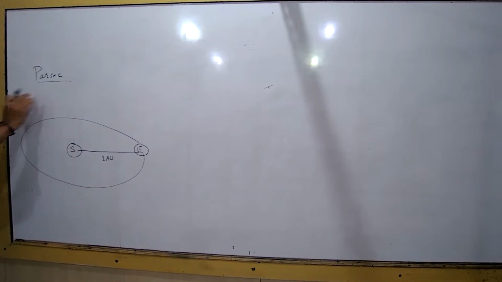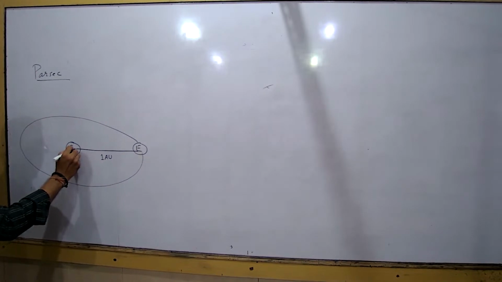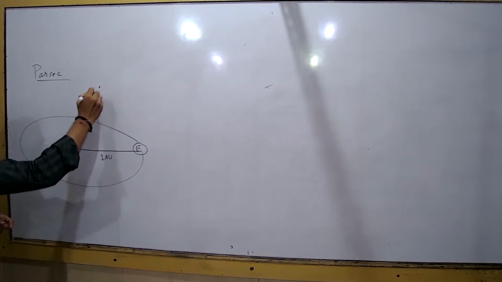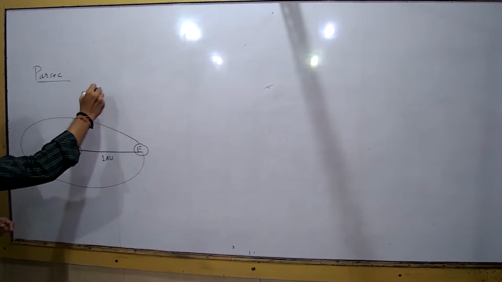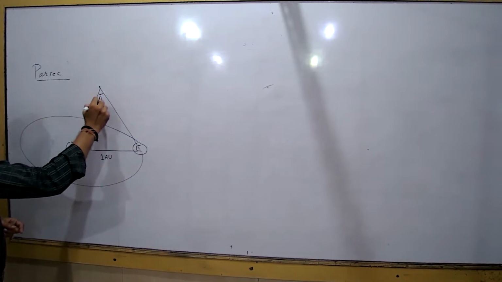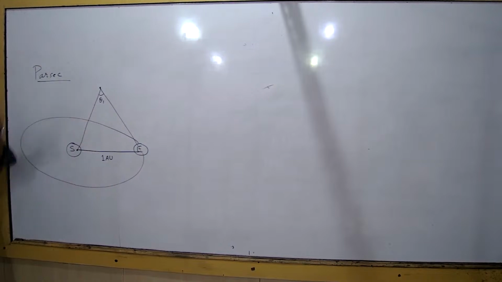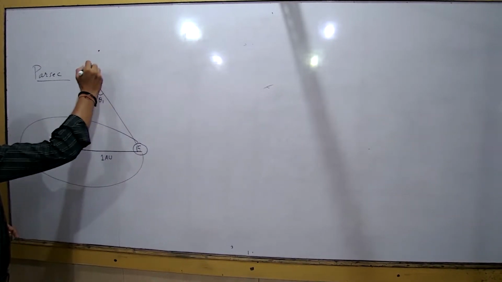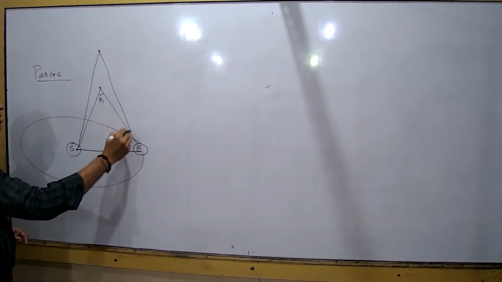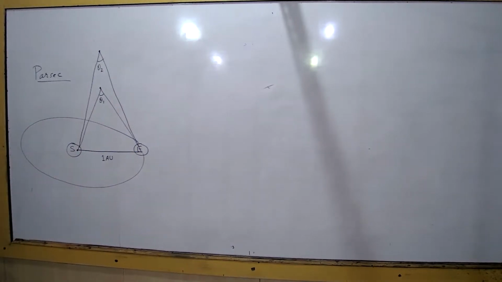Now what is parsec? Now see, if you take this as the base, and from Sun and Earth, let's say this is some point. This point has some distance away, right? So it makes some angle. Let's say theta 1. Now if you go away, let's say here, what is happening to the angle? Is it increasing or decreasing? So angle is decreasing.